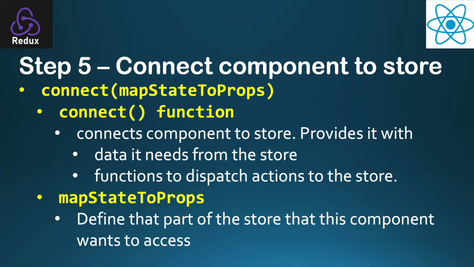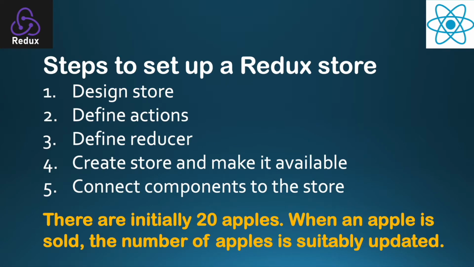The parameter mapStateToProps, what does that do? It defines that part of the store that this component wants to access. So this is a powerful thing that whenever this part of the store changes, this component will get re-rendered. So here we define that part of the store that this component wants to access. So these are the 5 steps: design the store, define the actions, define the reducer, create store, make it available, and connect components to the store.